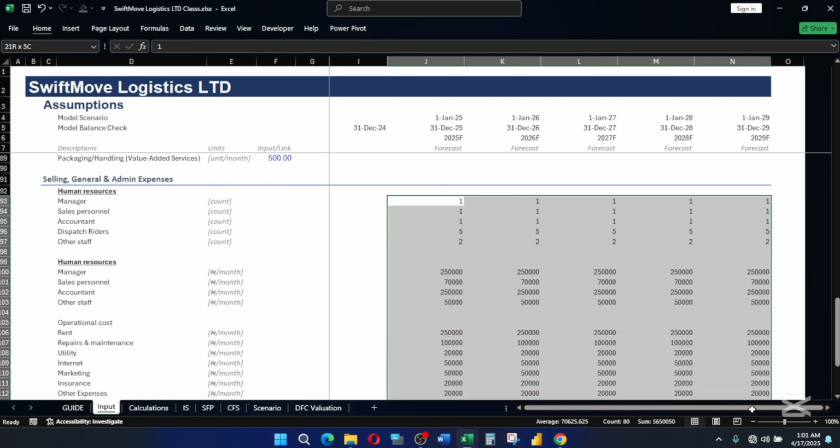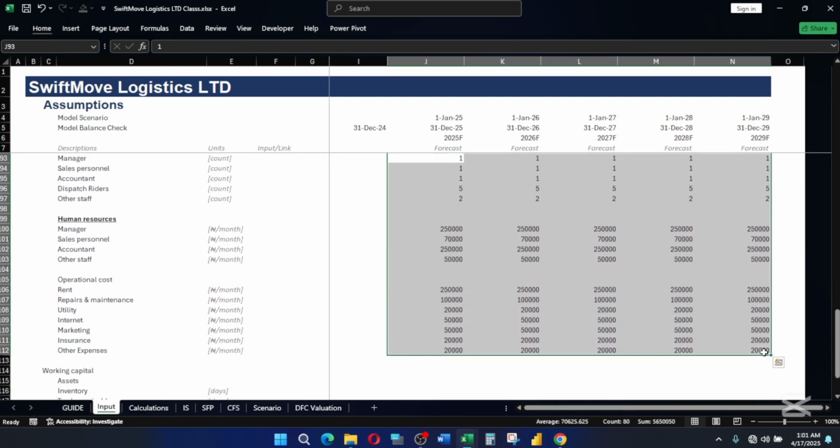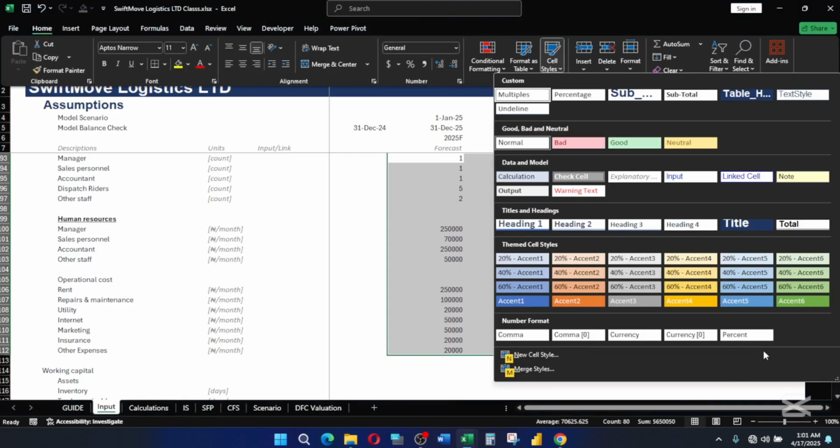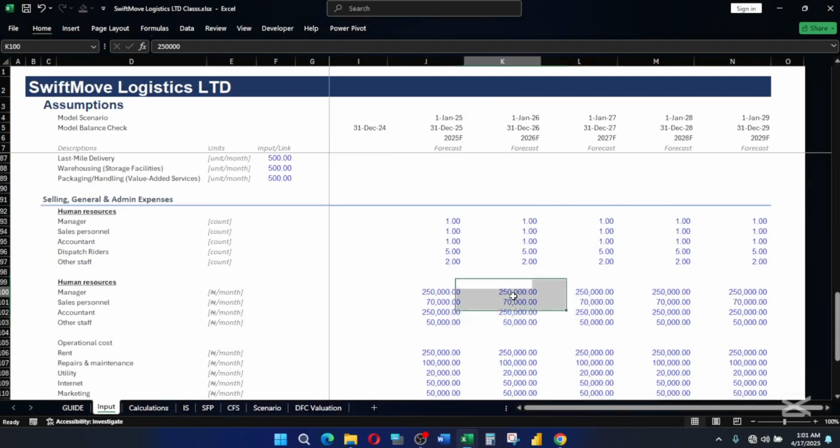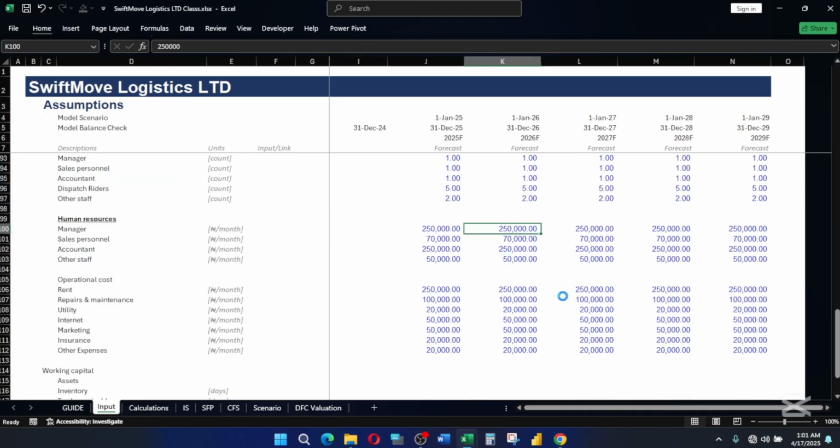You can format all of them at once because they are all the same style. Just format Alt HJ, Alt HJ, then put it as input style. So this is our input style. Remember what I said about the blue color?